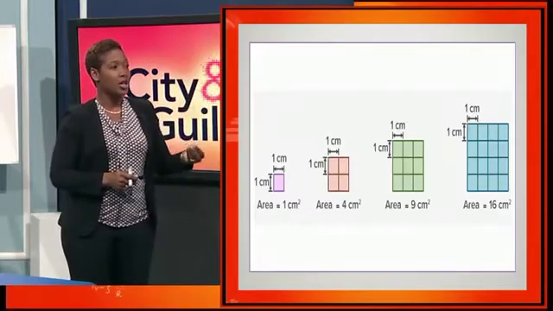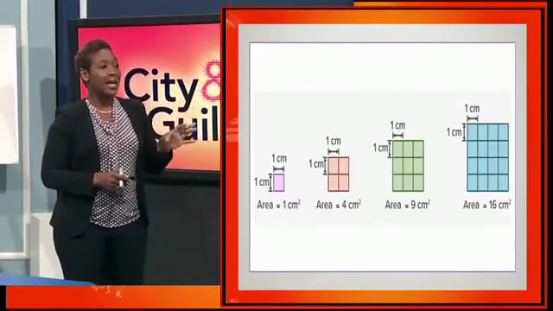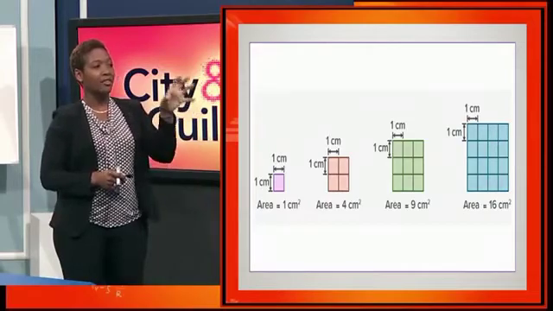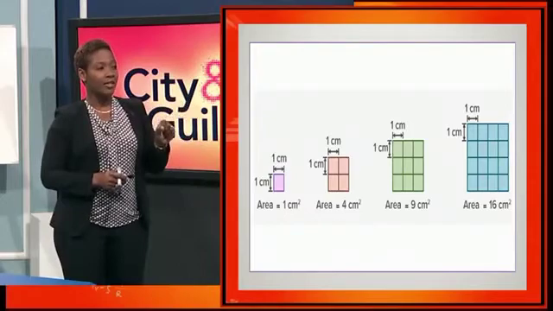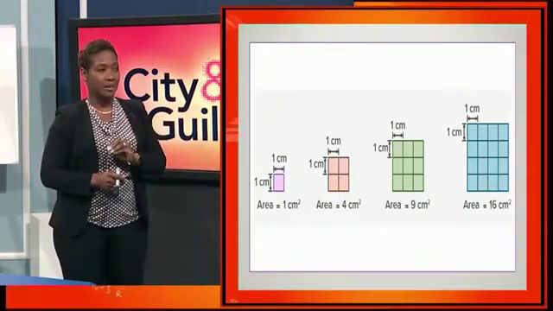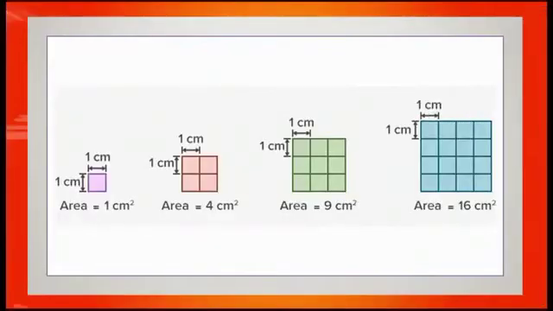Then we go to the third, which is the green one. The sides of this square are 3 centimeters in length, but the area of it is 9 square centimeters. So if you were to actually count it up, it would take 9 square centimeters to cover it. So you have 1, 2, 3, 4, 5, if you can actually look at it, 1, 2, 3, 4, 5, 6, 7, 8, 9. So the area is 9 square centimeters.